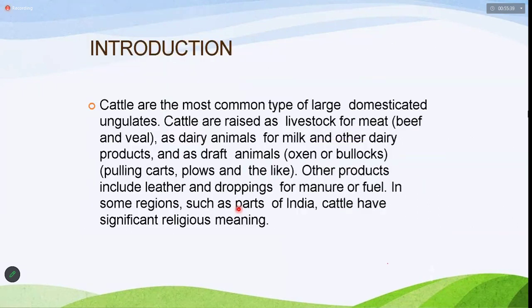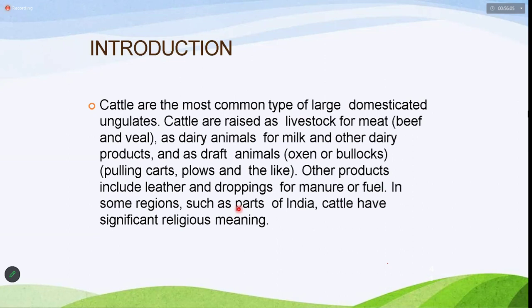So cattle are the most common type of large domesticated ungulates. Cattle are raised as livestock for meat, as dairy animals and draft animals, and other products include leather, droppings or manure, production of wool, biogas. In some regions, such as parts of India, cattle have significant religious meaning.